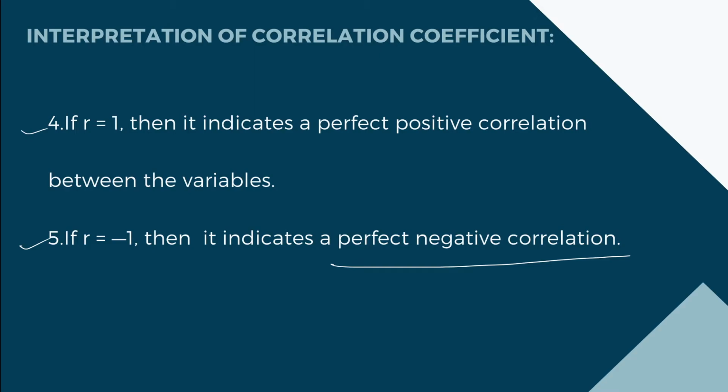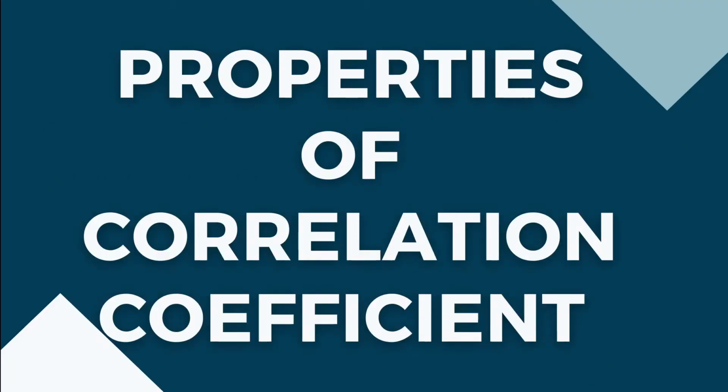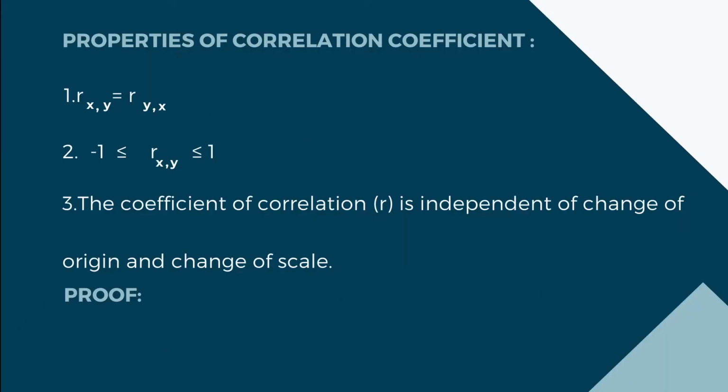Now we will discuss the properties of correlation coefficient. So let us start with the properties of correlation coefficient. The first property is the correlation between x and y is same as correlation between y and x. The second property is the value of correlation coefficient lies between minus 1 and plus 1.